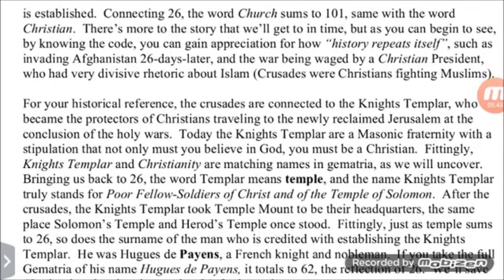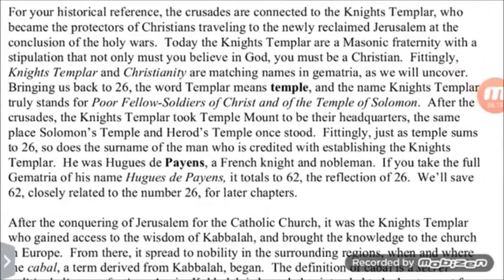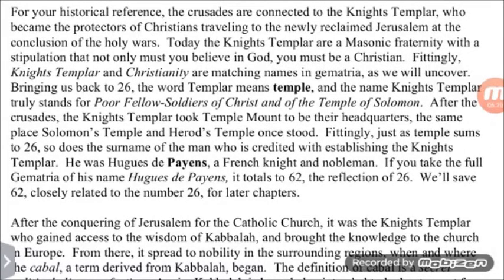There is more to the story that we will get into in time, but as you can begin to see, by knowing the code, you can gain appreciation for how history repeats itself, such as invading Afghanistan 26 days later, and the war being waged by a Christian president who had very divisive rhetoric about Islam. Crusaders were Christians fighting Muslims. For your historic reference, the Crusades are connected to the Knights Templar, who became the protectors of Christians, traveling to the newly reclaimed Jerusalem at the conclusion of the Holy Wars.